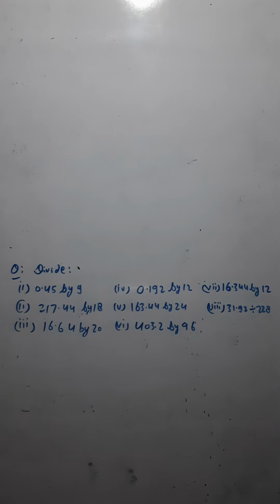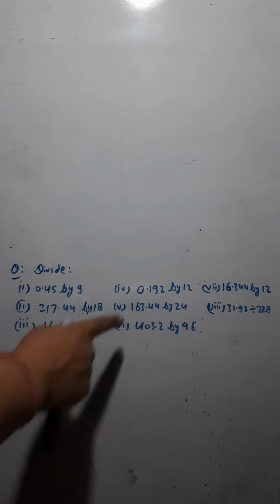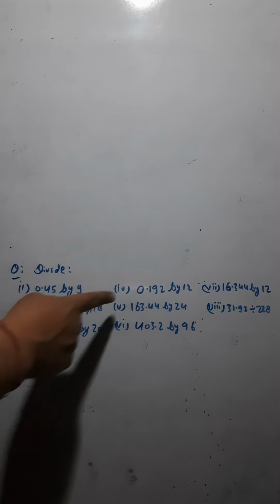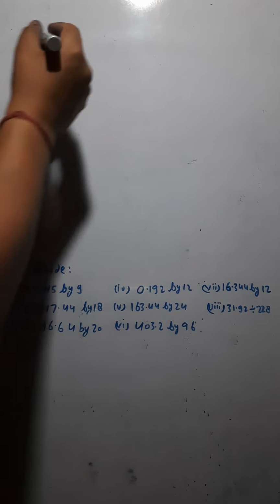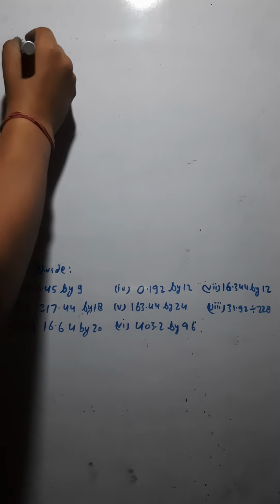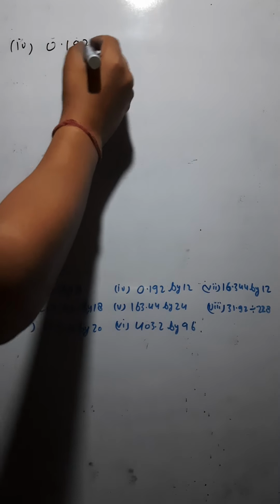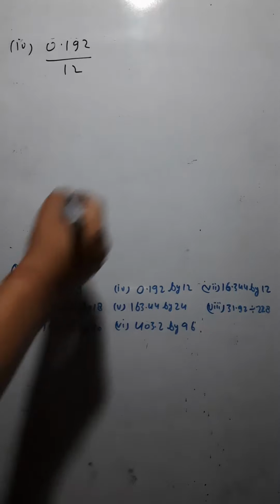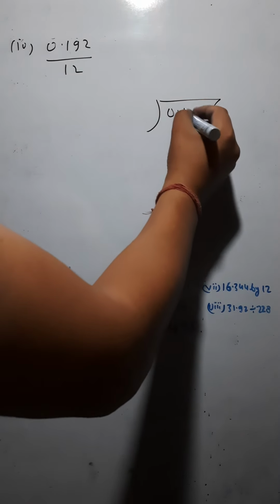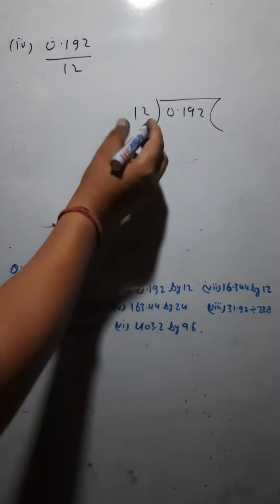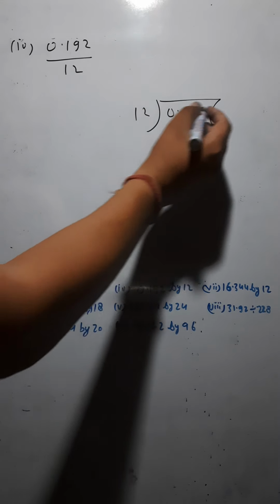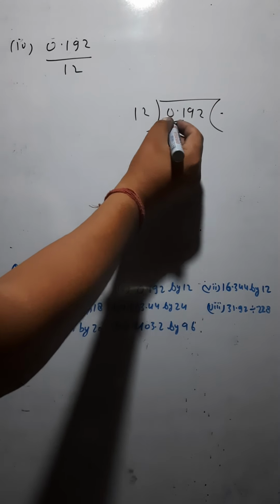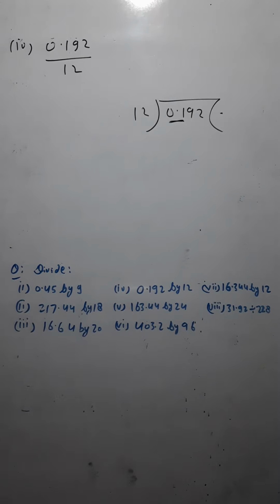Now the next question is, let's say you have to divide, which one should I tell? Let's say you have to divide this one, second one, sorry, the fourth one, 0.192 by 12. Okay, so the normal division that you are doing, 0.192 by 12. Now if you see 0 is not divisible, then the decimal is here, so write this decimal here. Then you have 1.